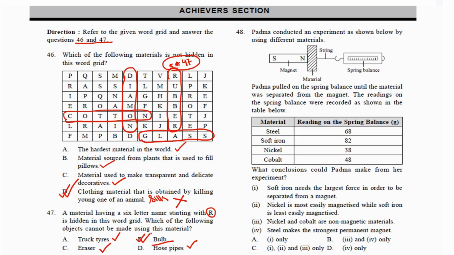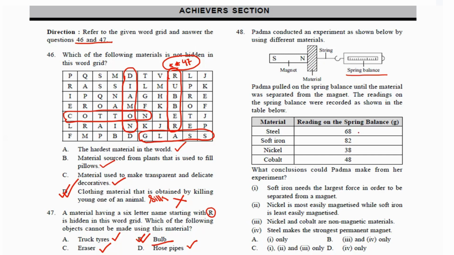Coming to the 48th question, it is said, Padma conducted an experiment as shown below by using different materials. This is a magnet. With a magnet, a material is being attached with a string, and with that string, a spring balance is there, right? So Padma pulled on the spring balance until the material was separated from the magnet. So she pulled the spring balance so that the material gets detached from the magnet. So here we can see the different materials and how much reading the spring balance gives when she is applying the force to separate the magnet from the material.